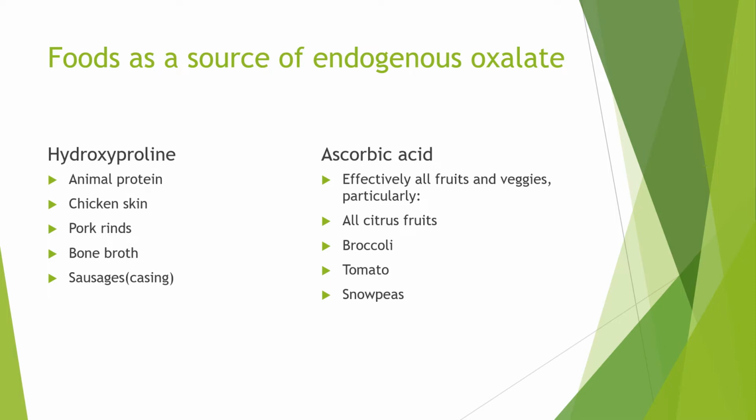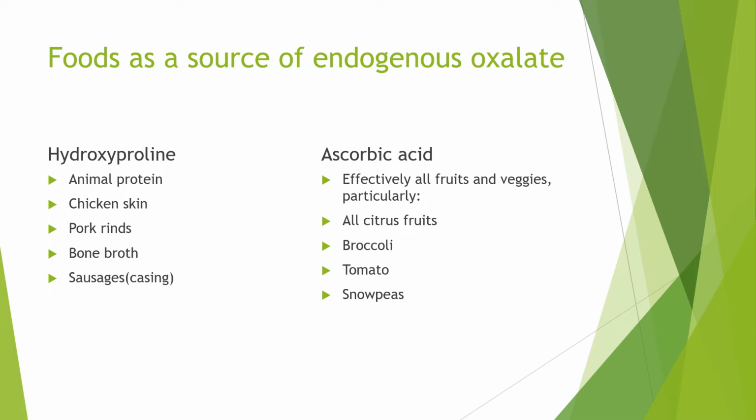We previously mentioned food sources of oxalate that are otherwise healthy, and now we also have these food sources that are going to contribute to endogenous oxalate production. And on the hydroxyproline side of things, we're talking about things such as animal protein, chicken skin or skin on any animal, really, not just chicken, but chicken skin is something people commonly eat, especially if they eat things like chicken wings, pork rinds, bone broth, and all sorts of sausages, not because the sausage is necessarily super high in hydroxyproline, but the casing is made out of collagen, typically intestines, which is high in collagen. So you're going to get a pretty big dose of hydroxyproline via that route as well.